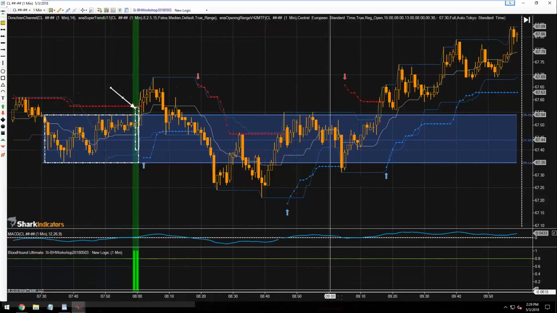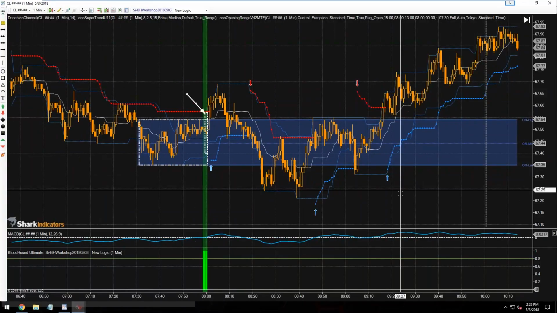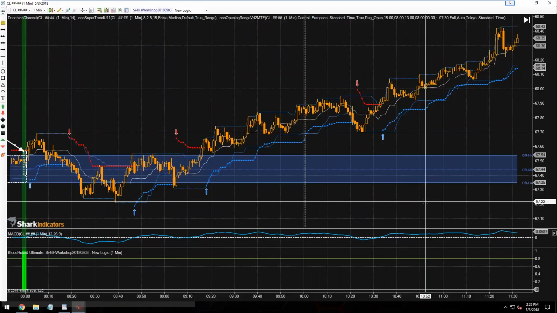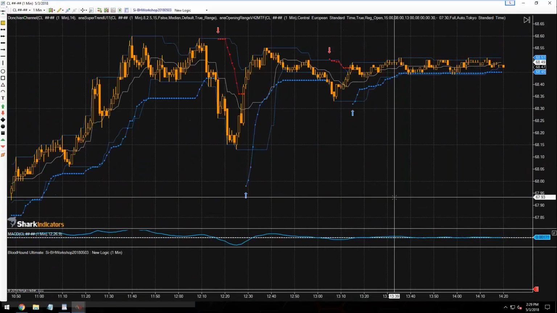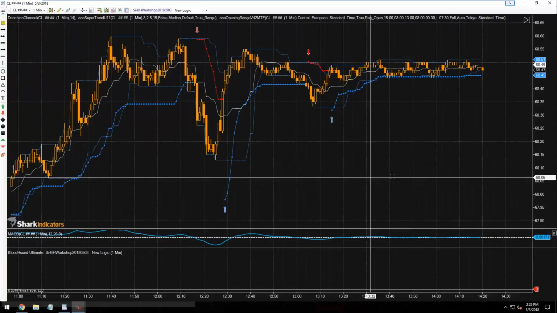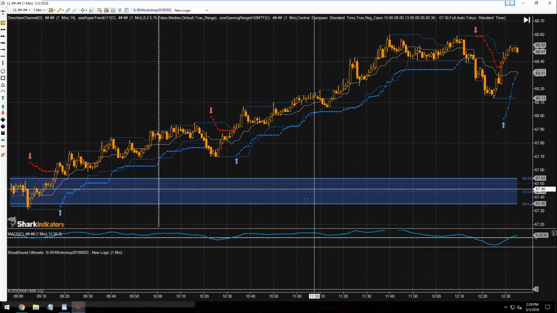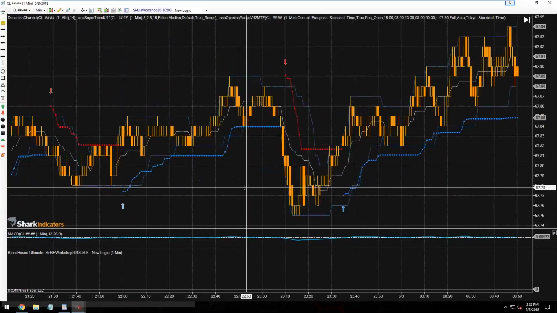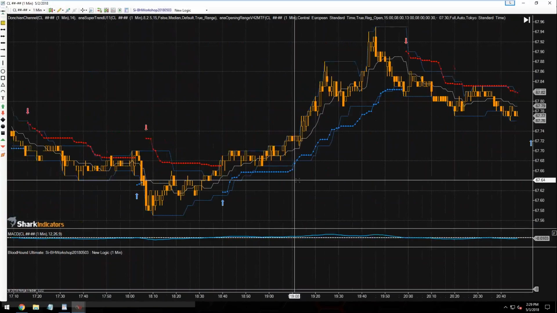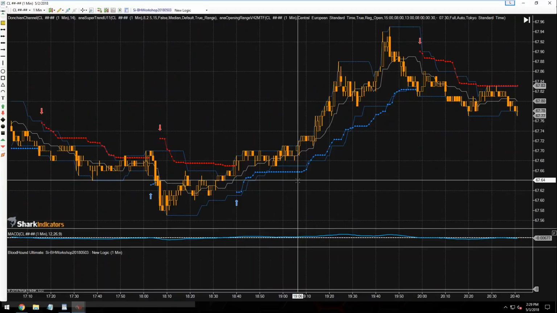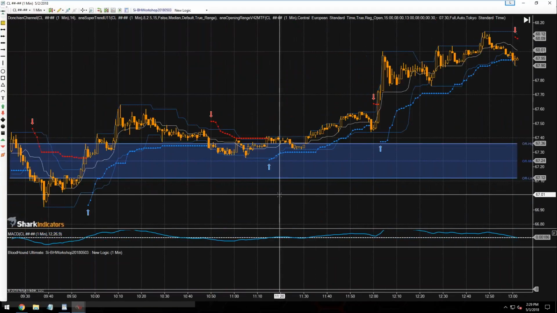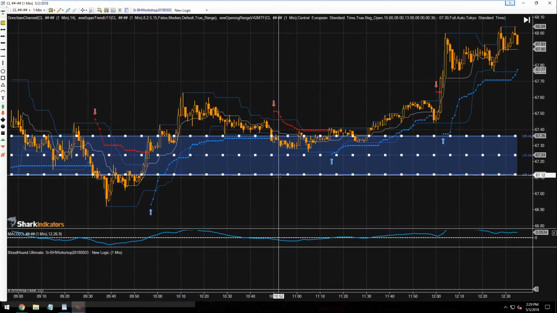So let's scan through the chart and check the rest of the chart. Okay, so no more signals for the rest of today. Let's go backwards. Let's check yesterday out. All right, so here's our opening range from yesterday.